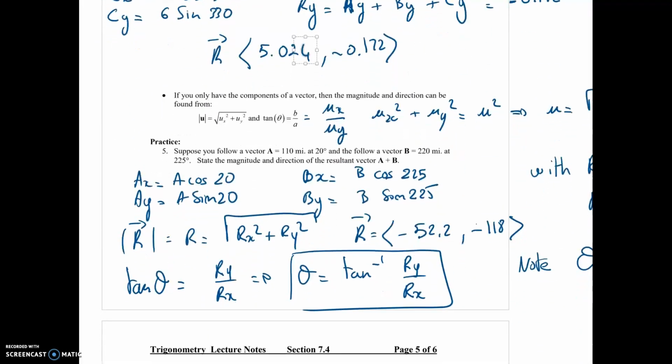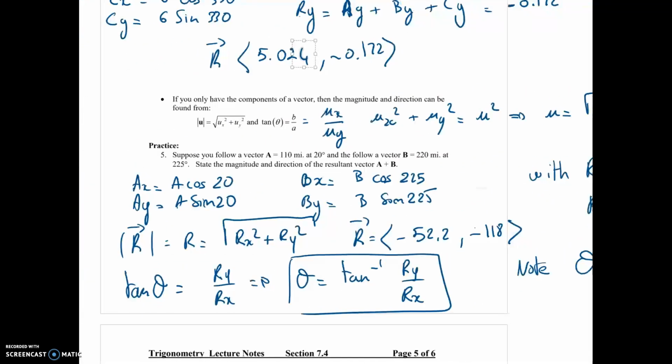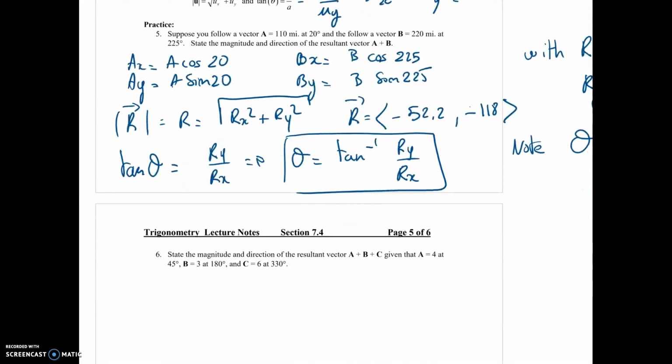Again, you know that the magnitude of your vector u is equal to the square root of ux squared plus uy squared. Remember that this is defined using a right triangle with the Pythagorean theorem. Okay, so let's try to practice a little bit.